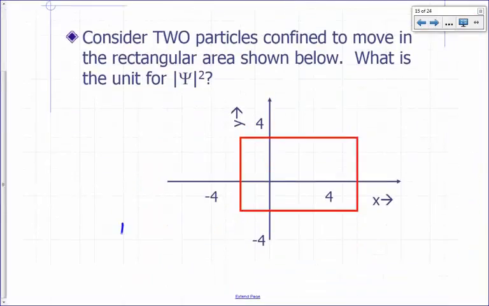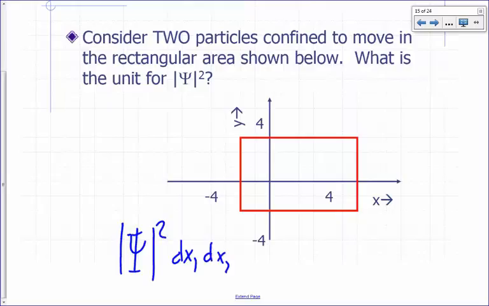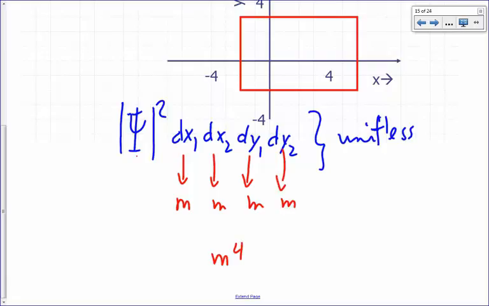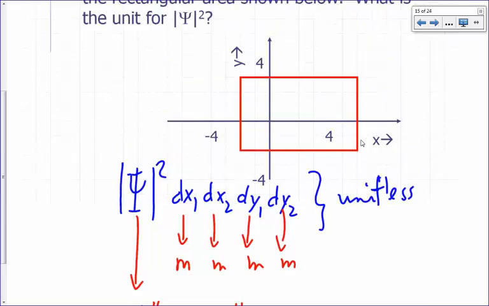So we have to say that psi squared dx1, dx2, dy1, and dy2 must be unitless. If that's the case, then these are units of length, so that's meters, meters, meters, meters. That's meters to the 4th. So that means the absolute value of psi squared must be meters to the -4. That would be the unit.